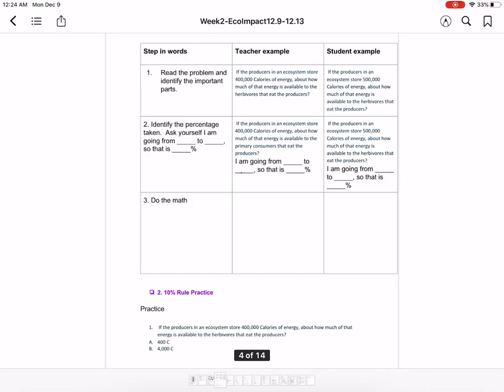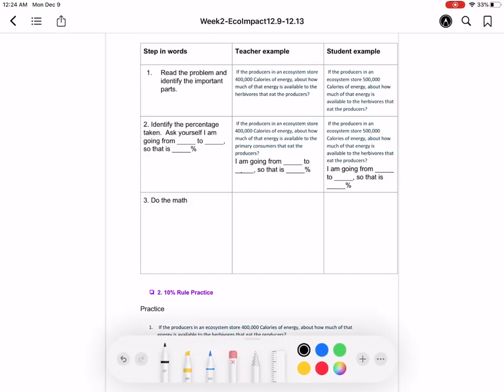So the steps to solve these kinds of problems is we're going to read the problem, identify important parts, so like underline the keywords. We're going to, secondly, identify the percentage taken, so what energy level are you going from and to? And what percent, and then finally you're just going to do the math. I'm going to walk through one example myself, and then your practice is to complete this student example. All right, step 1 is we are reading the problem.